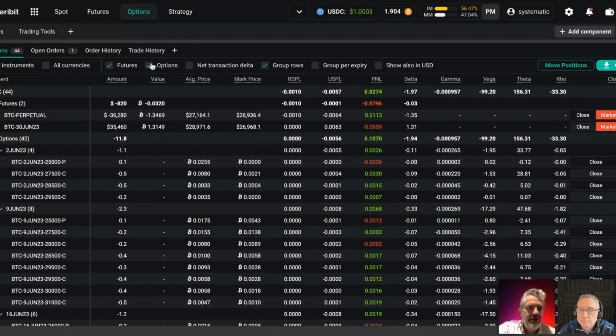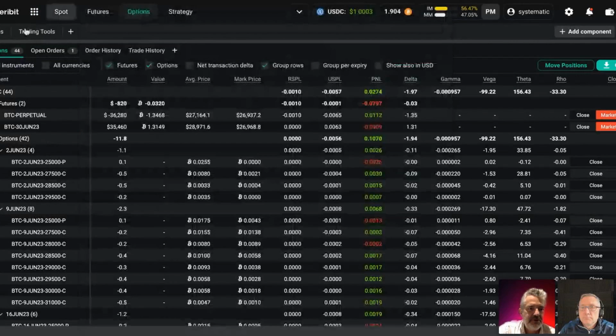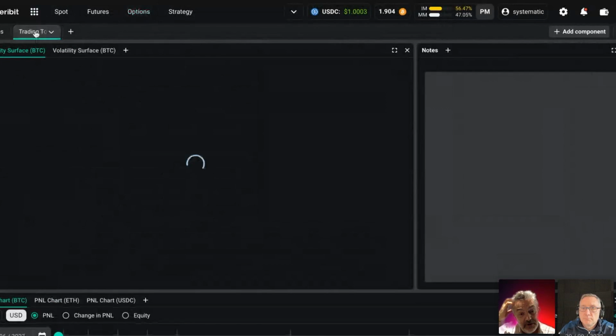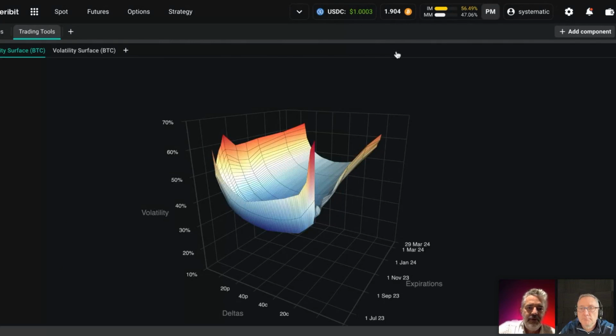While I'm here, I'll show you a couple of cool features that will come into play a bit later on. So the first is the volatility surface, here under trading tools. This is a cool little feature that Deribit brought to us a few weeks back. This is what we call the volatility surface.